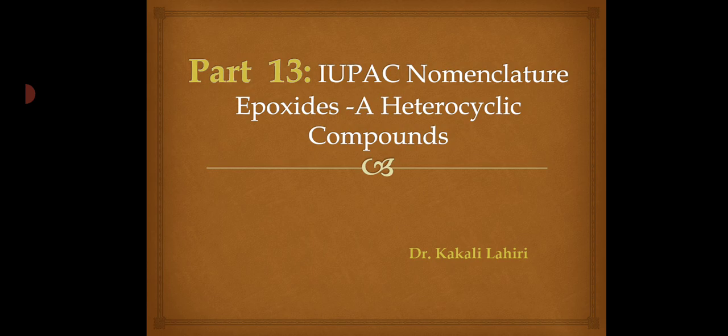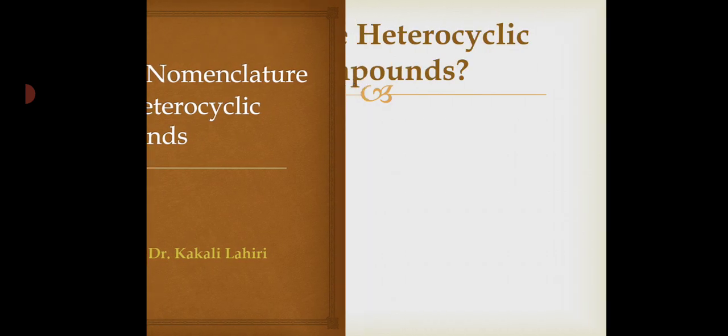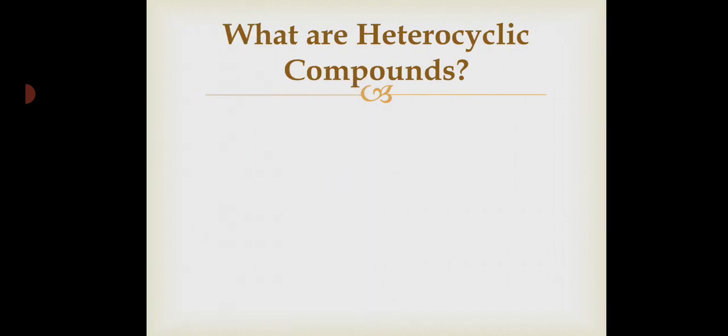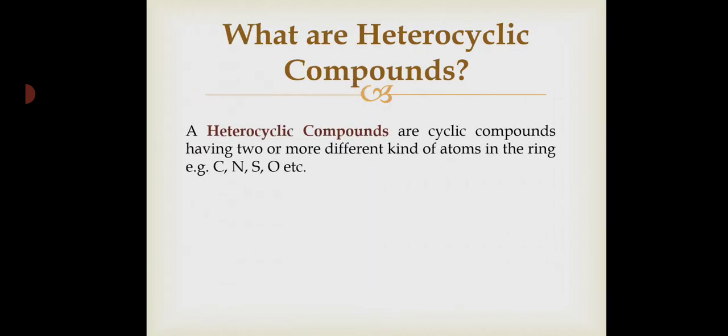Hello everyone, welcome back. Today we will discuss the IUPAC nomenclature of epoxide. Epoxides are heterocyclic compounds. Now, what are heterocyclic compounds? Heterocyclic compounds are cyclic compounds having two or more different kinds of atoms in the ring, for example carbon, hydrogen, sulfur, oxygen, etc.